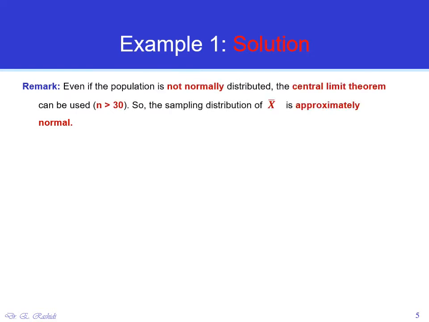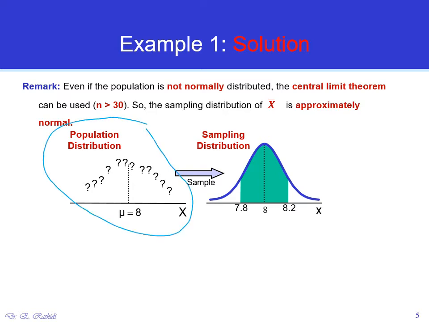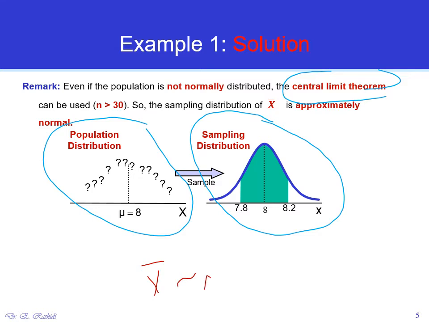Although the population is not normally distributed, because n is greater than 30, we can use the central limit theorem here, so we can approximate the distribution of x bar as normal. The distribution of the population is not known. We don't know what distribution it has, but we can use the central limit theorem to approximate the distribution of sample means, or x bar, which follows a normal distribution. So x bar would follow a normal distribution with an average of mu and a standard deviation of sigma over a square root of n.